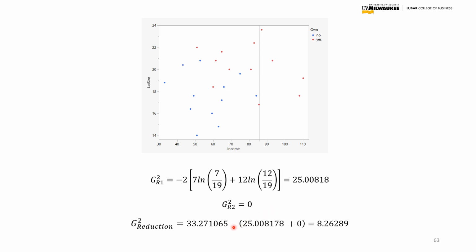0. Thus, the reduction is from the 33.271065 to the aggregate impurity of 25.008178 plus 0. When you take the difference, you see the reduction in impurity is 8.26289.